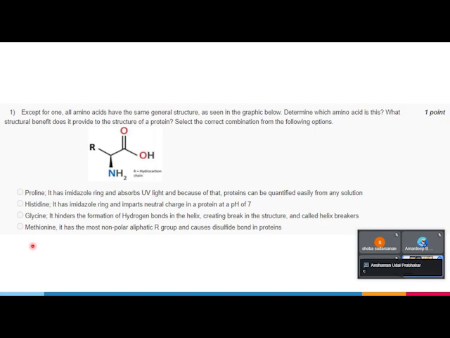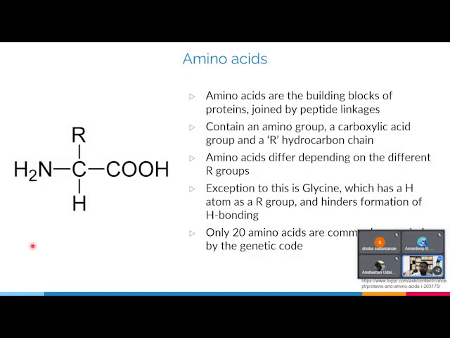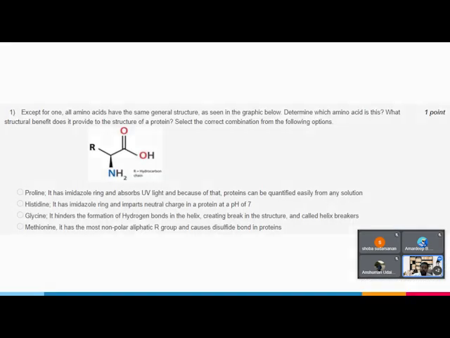So Anshuman says it is C, glycine. That glycine is the exception to the general structure of amino acids, and that it hinders the formation of hydrogen bonds in helix, creating break in the structure, and is known as helix breaker. Okay, so at least we have one answer. We can go ahead and look into the structure of amino acids first.